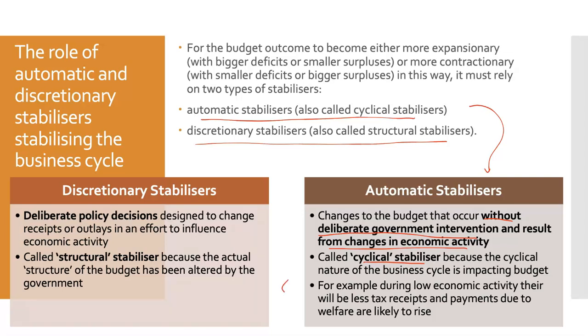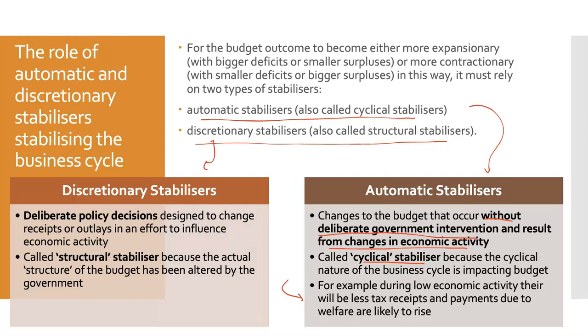What is an example? And we'll go through it in a bit more detail. For example, during low economic activity, where a counter-cycle that stabilizes the business cycle would be trying to get a deficit, there will be less tax receipts and more payments due to welfare, hence creating a deficit.